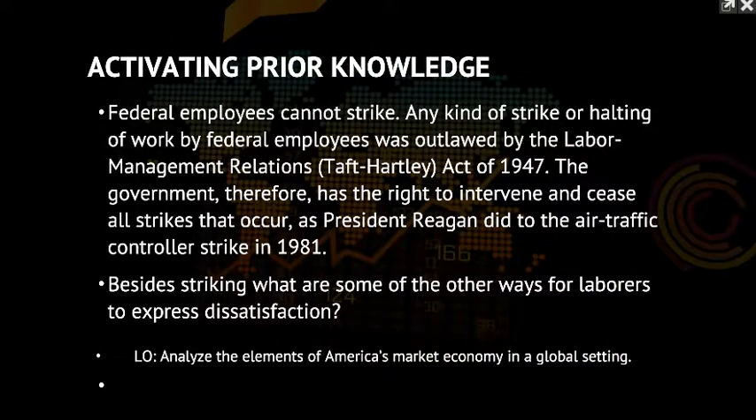Federal employees cannot strike. Any kind of strike or halting of work by federal employees was outlawed by the Labor Management Relations, or Taft-Hartley Act of 1947. The government, therefore, has the right to intervene and cease all strikes that occur, as President Reagan did to the air traffic controller strike in 1981. Besides striking, what are some of the other ways for laborers to express dissatisfaction?